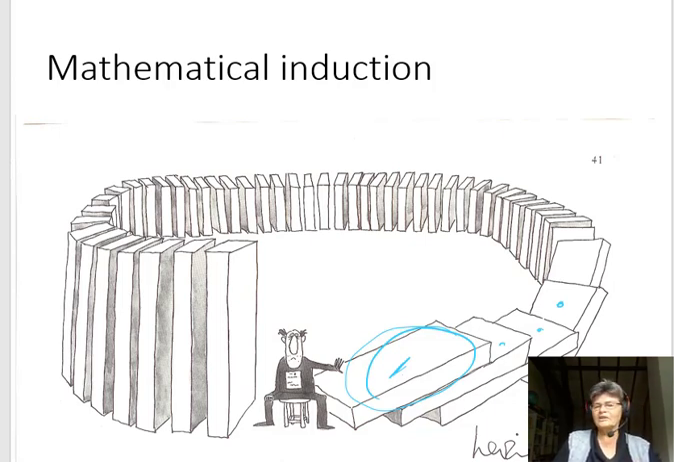And in fact, this is the basis of mathematical induction. If we can prove that the first one falls, that the first one is true, and we can also prove that if some element in the middle, let's say this one, falls, then automatically the next one also falls, then of course the complete tower will fall down.